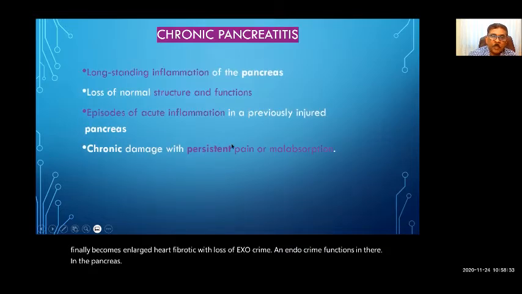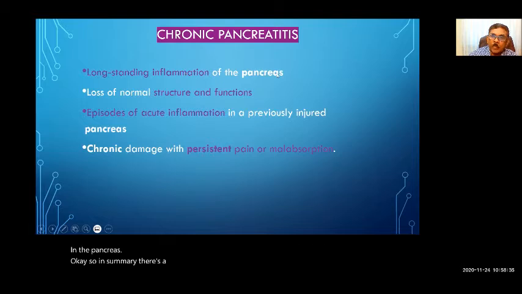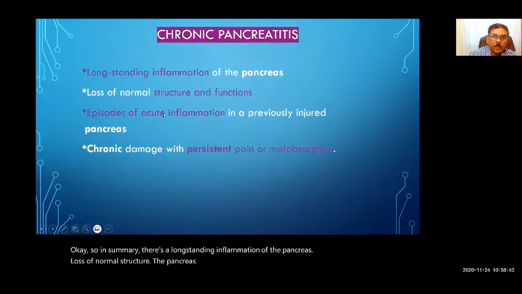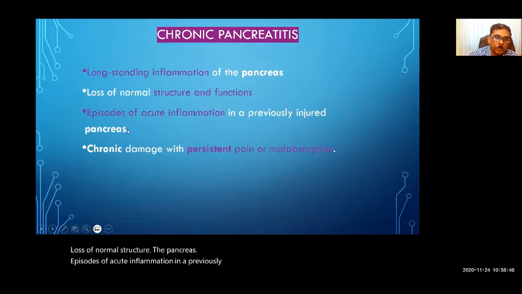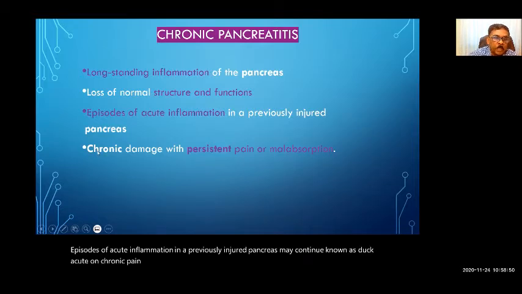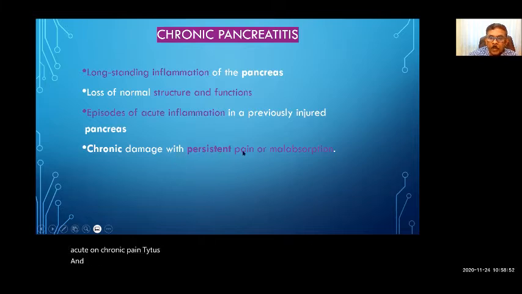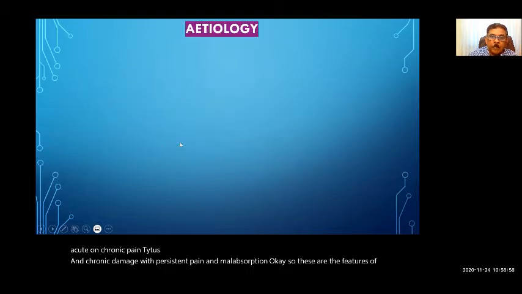So in summary, there's a long-standing inflammation of the pancreas, loss of normal structure of the pancreas, episodes of acute inflammation in a previously injured pancreas may continue, known as acute on chronic pancreatitis, and chronic damage with persistent pain and malabsorption. So these are the features of chronic pancreatitis.